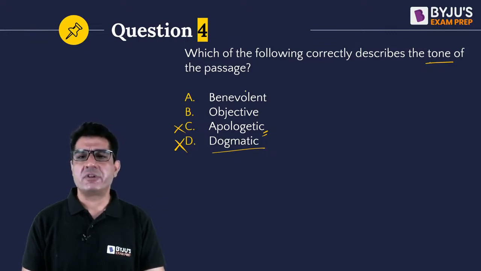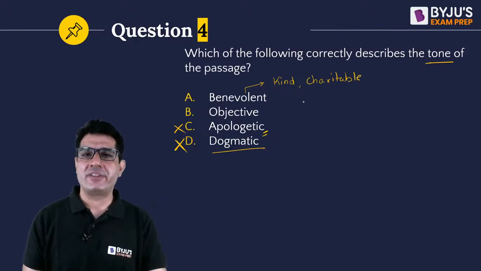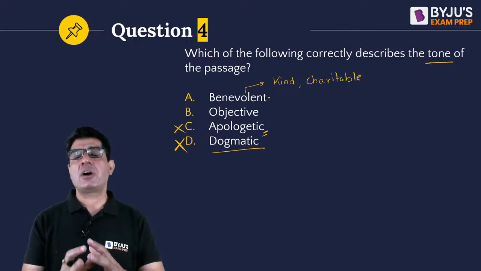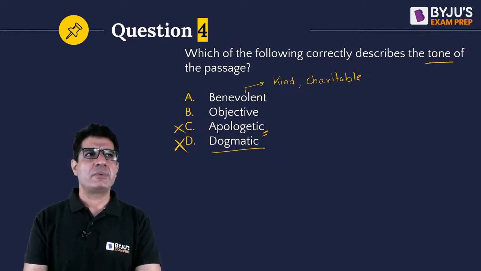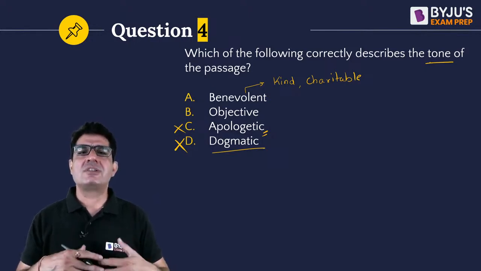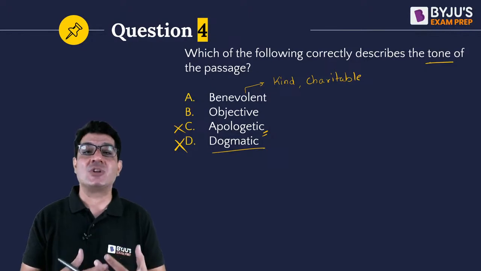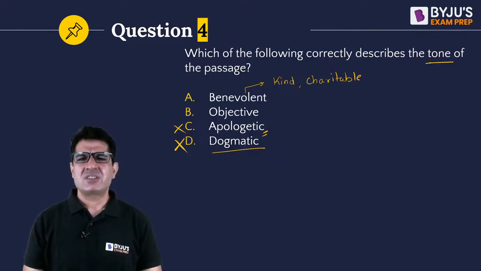Benevolent is a positive word. Benevolent basically means somebody who is kind, somebody who is charitable, somebody who essentially goes on to help others. So if I look at the etymology of this word, benevolent basically means of a good turn, a person who is of a good nature, right?